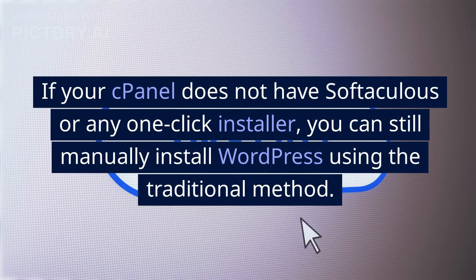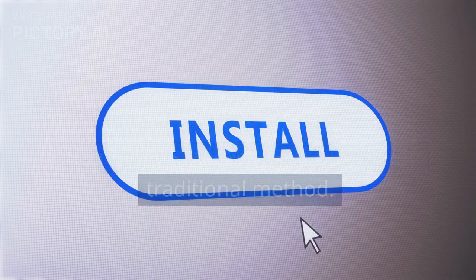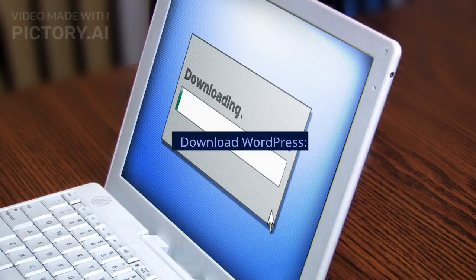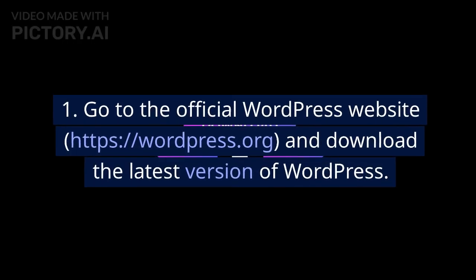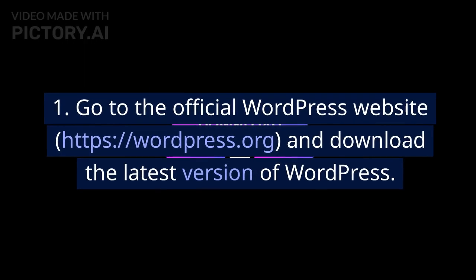If your cPanel does not have Softaculous or any one-click installer, you can still manually install WordPress using the traditional method. Here's how you can do it. Download WordPress.